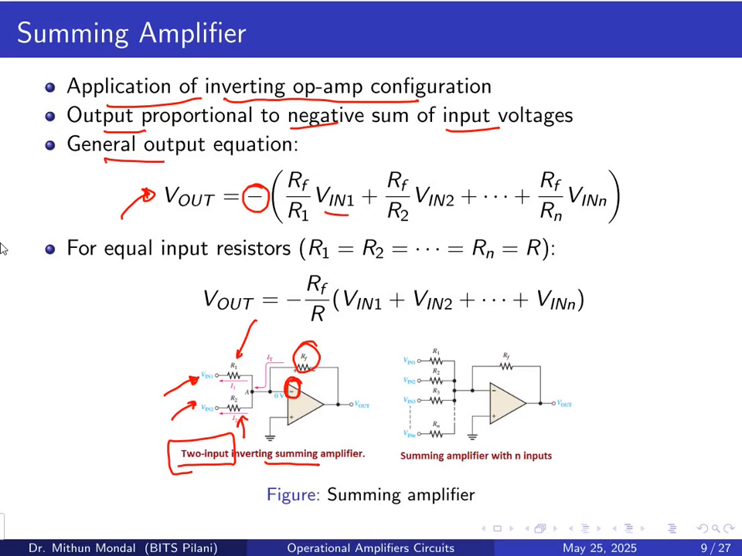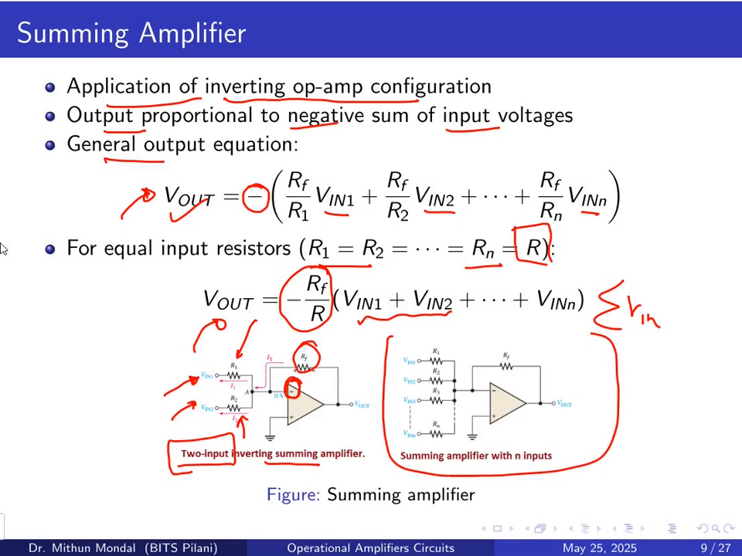So RF by R1 into V input 1, then RF by R2 V input 2, and so on till the last resistor or the last input. Generally, it is seen that the resistors are basically equal. R1, R2 and Rn will be equal to R. Then in that case, the output voltage will be simplified from this general equation to the form of minus RF by R and the summation of all the input voltages.